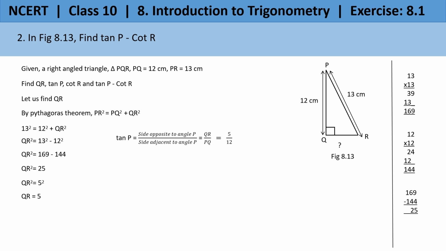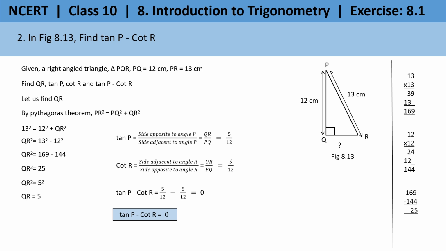Tan P is equal to side opposite to angle P by side adjacent to angle P, which is equal to QR by PQ, which is equal to 5 by 12. Cot R is equal to side adjacent to angle R by side opposite to angle R, which is equal to QR by PQ, which is equal to 5 by 12. Tan P minus cot R is equal to 5 by 12 minus 5 by 12, which is equal to 0. So, tan P minus cot R is equal to 0.